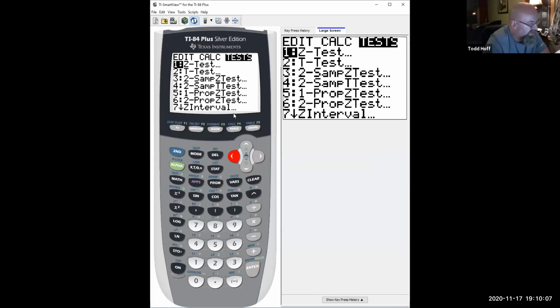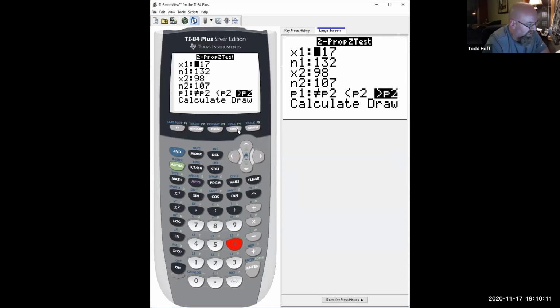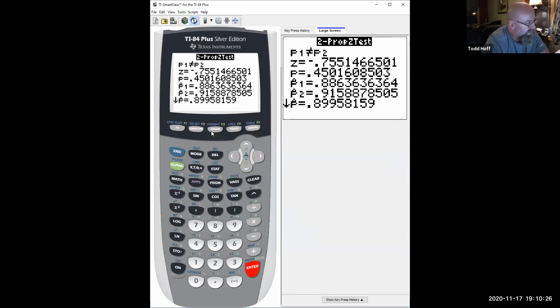So on the calculator, stat tests. This is a 2 proportion Z test, option 6. Our information copied over from the confidence interval. Our alternative hypothesis is going to be not equal to. So hit calculate. We get a Z score of a negative 0.755 and a p-value of 0.4502.